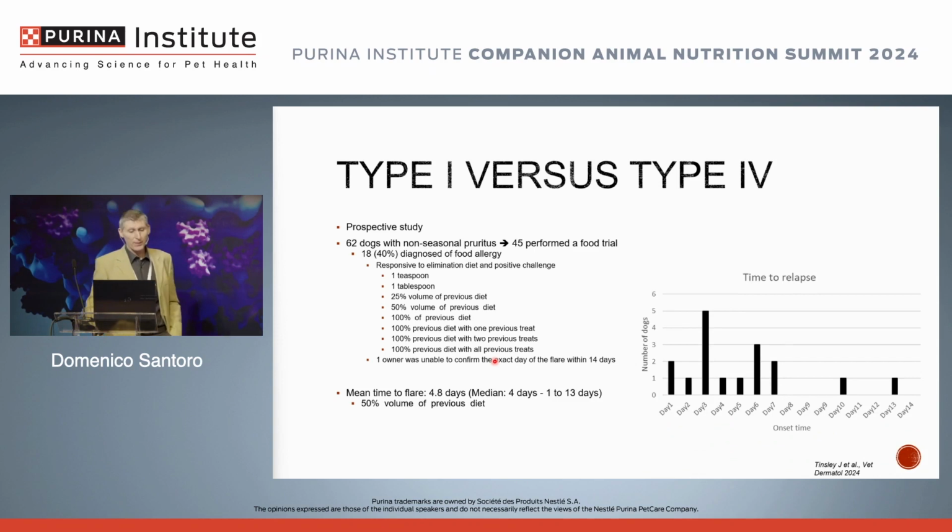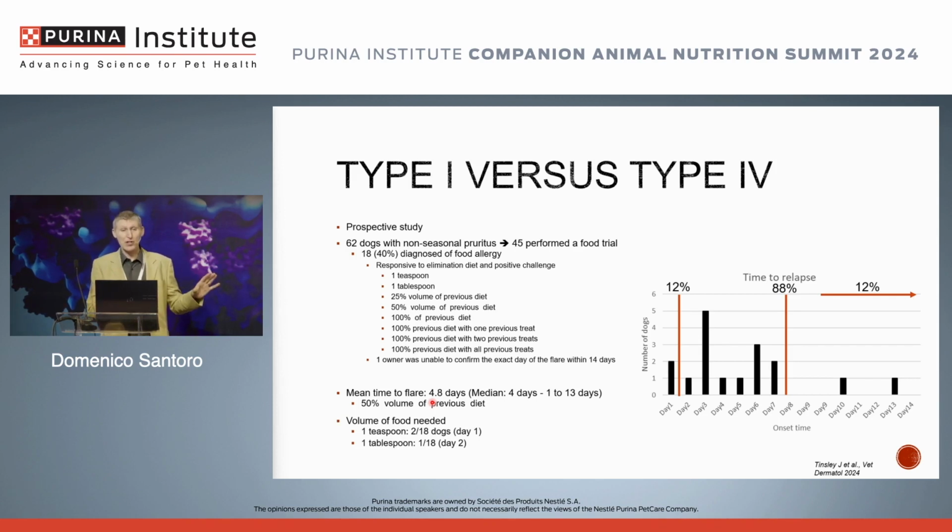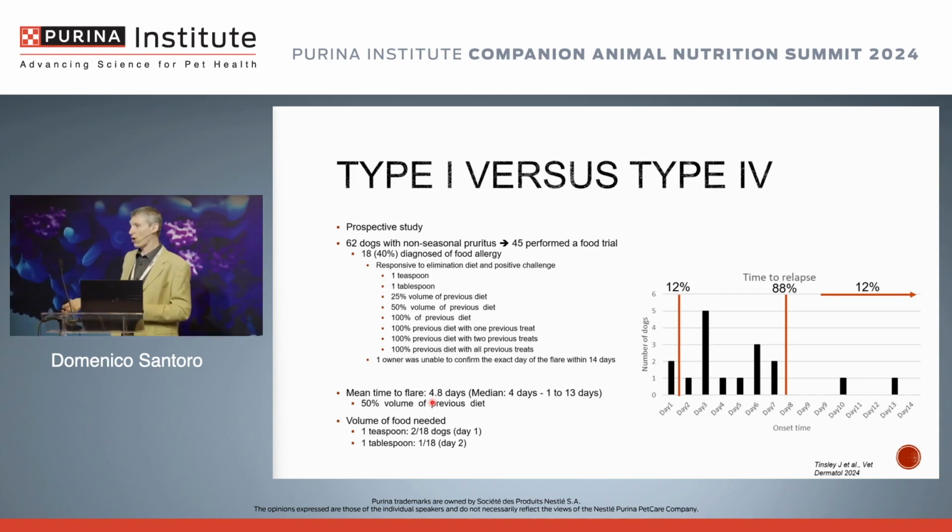So when you put the data together, the mean time to flare was 5 days, with 12% of dogs relapsing within 1 day, 88% within 7 to 8 days. And then we have the ones in the tail, 12% of dogs that took up to 14 days to relapse. And the mean amount of volume needed was 50% of the previous diet. Very few dogs reacted at 1 teaspoon, so after the first day, and one dog needed 1 tablespoon, so reacting on the second day. So definitely the amount of food does have an effect on how fast the dog flares.